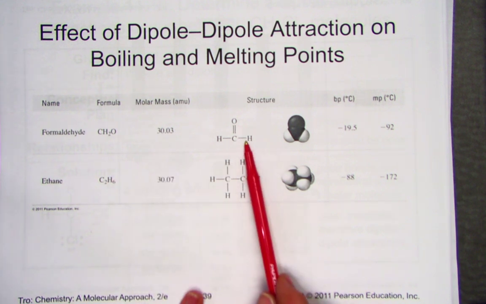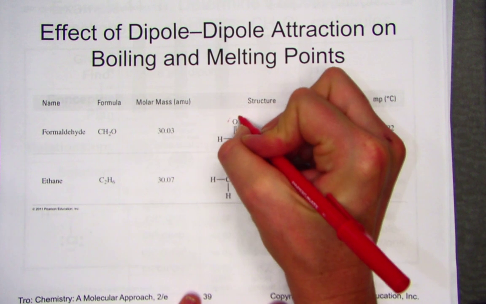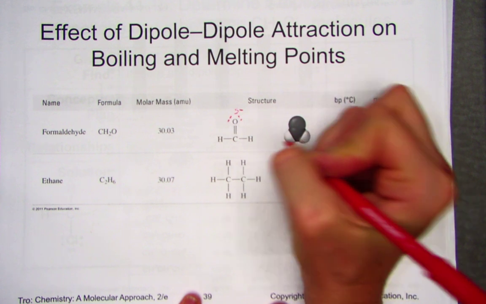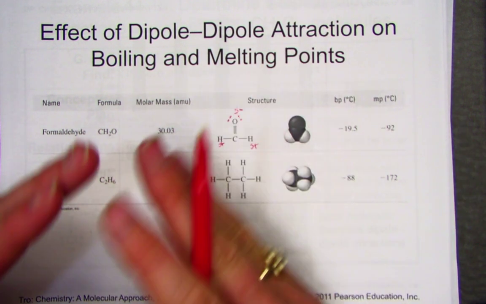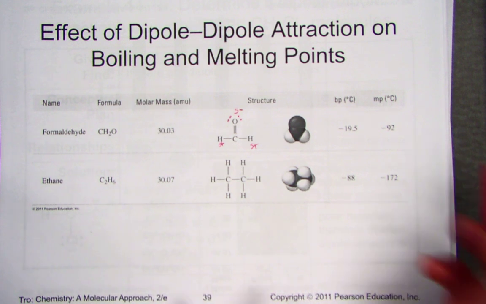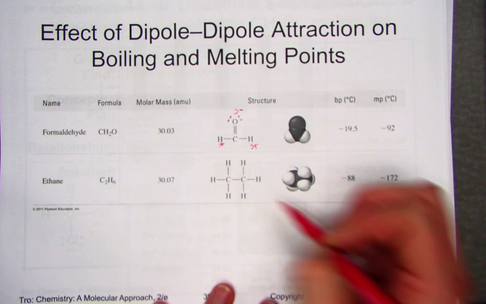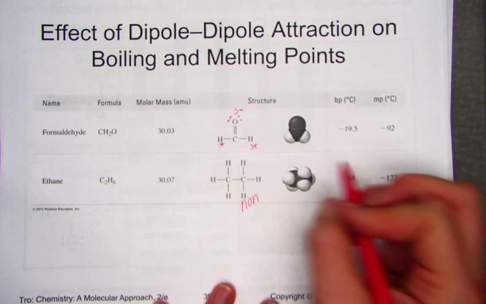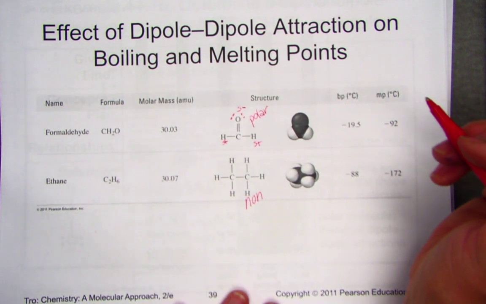But if I look at the structure, I can clearly see the formaldehyde with its electron pairs up here on the oxygen, giving this region a little bit negative, these regions a little bit positive. The molecular geometry would be trigonal planar, 120 degrees. Very polar structure. Ethane is a nonpolar molecule. There's nothing unique in this particular structure at all to make one area positive, one area negative.